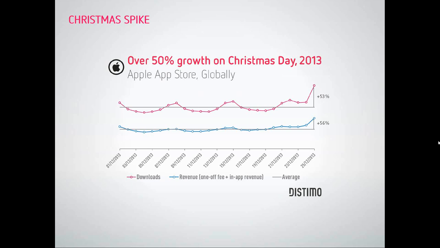Thanks. So you see two graphs, in pink the increase in downloads and in blue revenue. And you see a nice increase of 53% in downloads and an increase of 56% in revenue, which seem like healthy numbers, and they are. But we did the same analysis last year in 2012 for Christmas Day, and then we observed some different numbers.